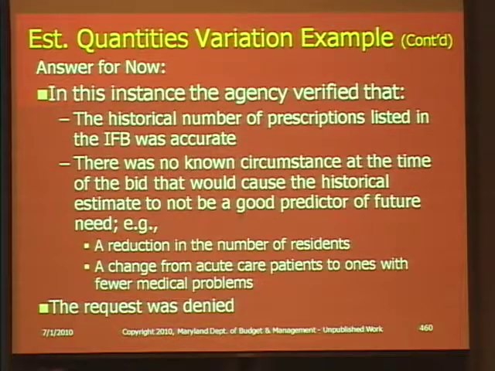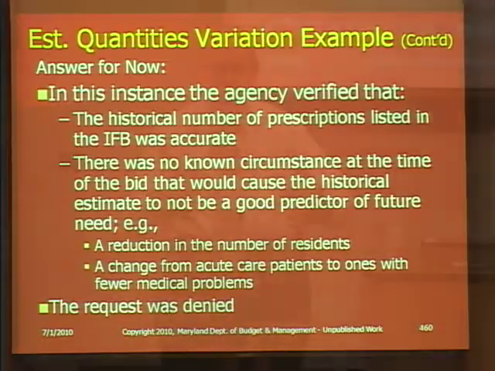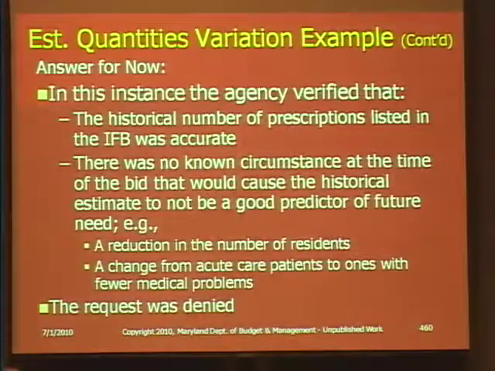What that means is if the estimated quantity had no real basis. In this instance, the agency verified the historical number of prescriptions listed in the IFB was accurate. Yes, we gave you the number that we actually dispensed. We gave you the actual 3-year average. There was no known circumstance at the time of the bid that would cause the historical estimate to not be a good predictor of future need. There was no reduction in the patient census. They didn't change from an acute care facility to a chronic care facility or anything of that nature. So the request was denied.